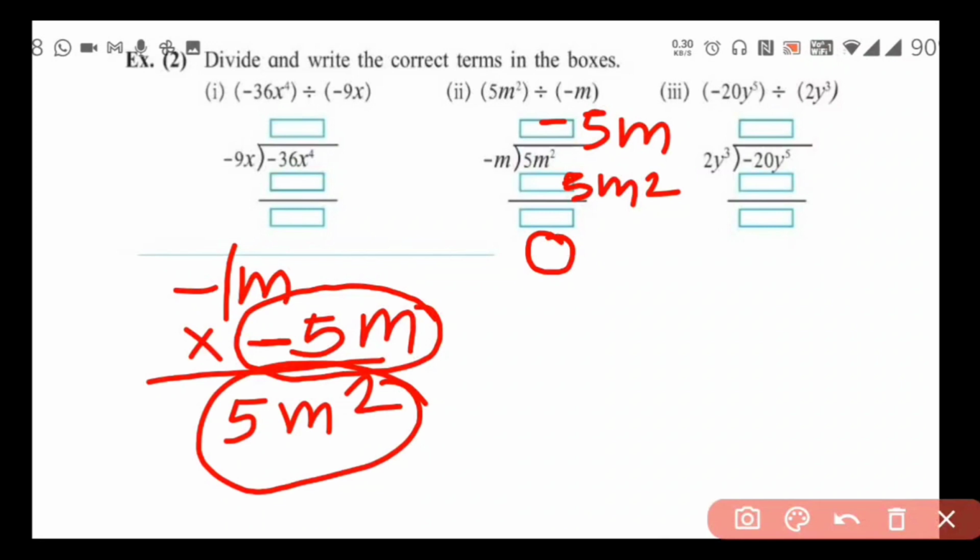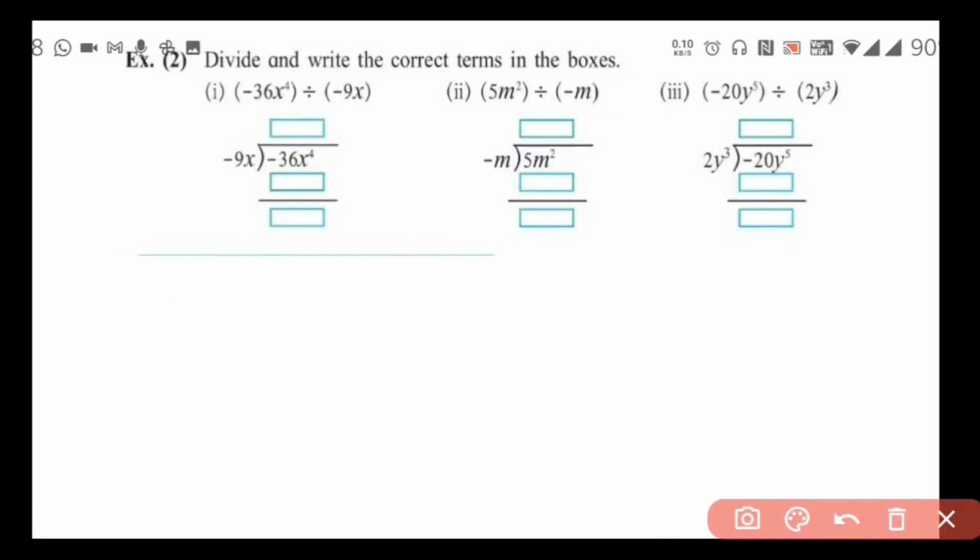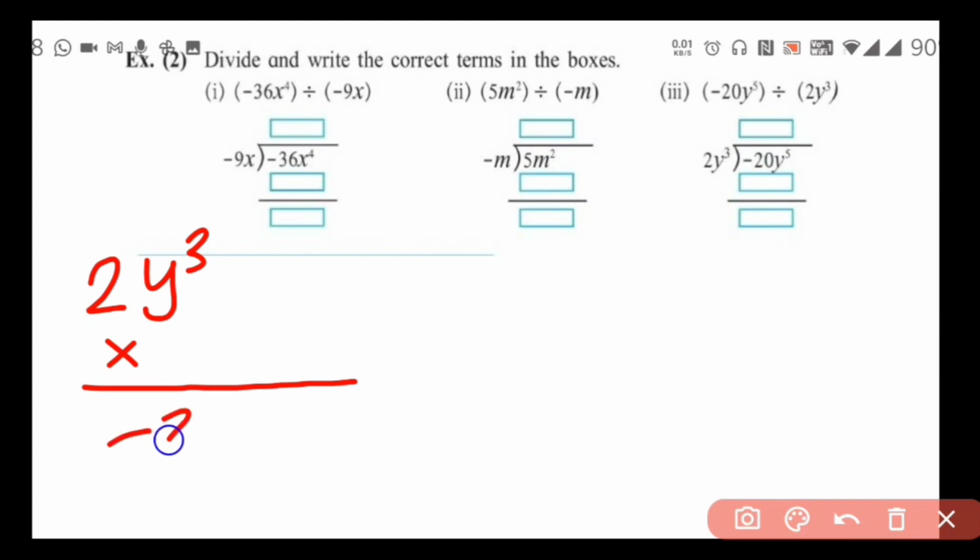Now let us see the third sum. 2y cube is our divisor and minus 20y raised to 5 is the dividend. That means we have to find out 2y cube multiplied by what? The answer should be minus 20y raised to 5. So a minus sign is required. Here a plus sign is there, so the quotient should have a minus sign.